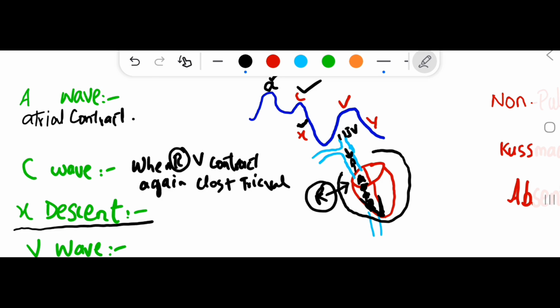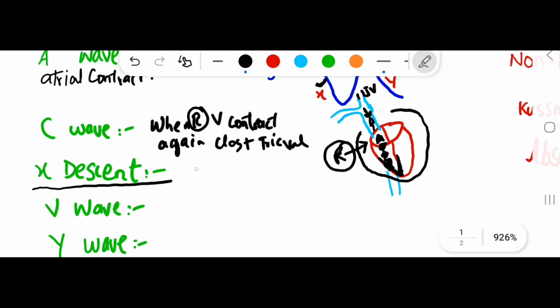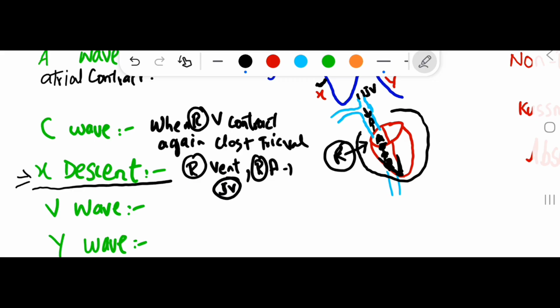This is known as X descent. X descent is due to right ventricular contraction. When the right ventricle contracts, there is more room for the right atrium to fill with blood from the jugular vein, and in this way an X descent is produced.